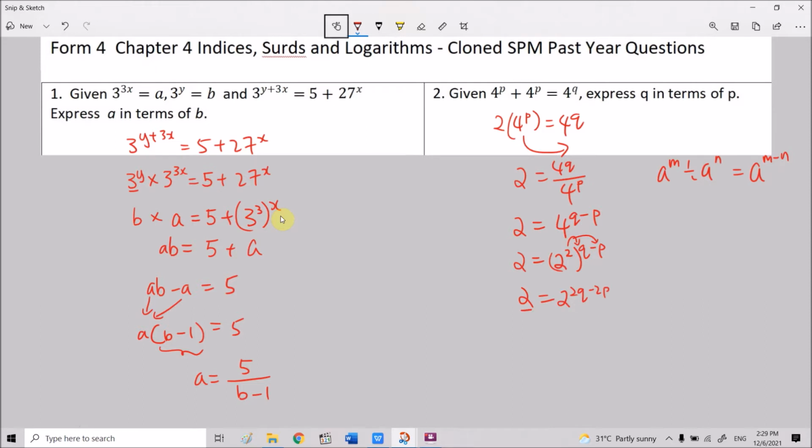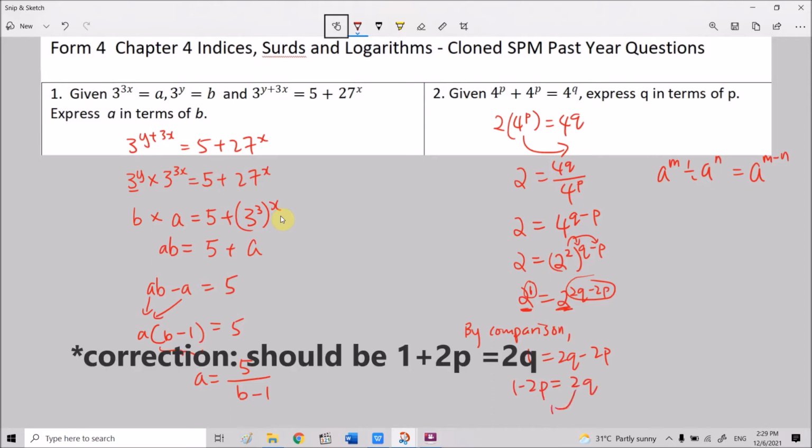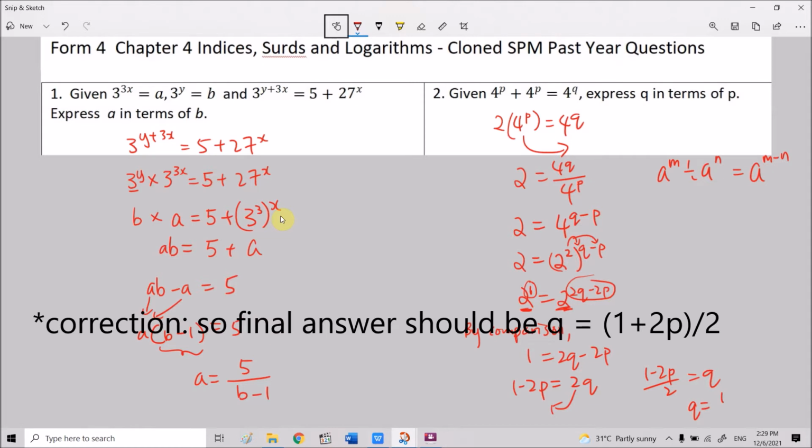And since the base is the same, base 2, by comparison of the indices, this is 2 to the power of 1, which is 2. So by comparison of the indices, we can take 1 equals this because they have the same base. So 1 equals 2q minus 2p, and then I think it should not be a problem. I just continue here. Since we want to express q in terms of p, I move the 2p here, I get this. Okay, so I rewrite this, q equals (1 plus 2p) over 2. That is the answer.